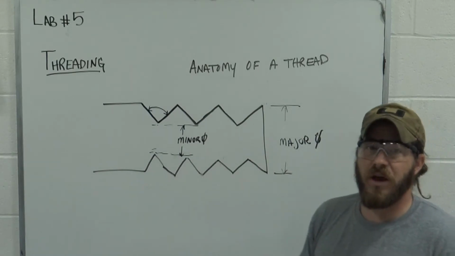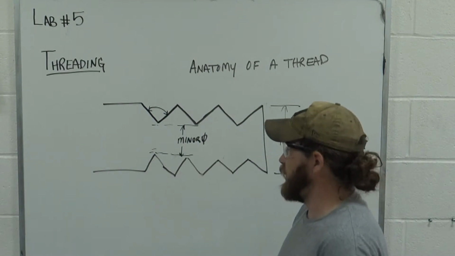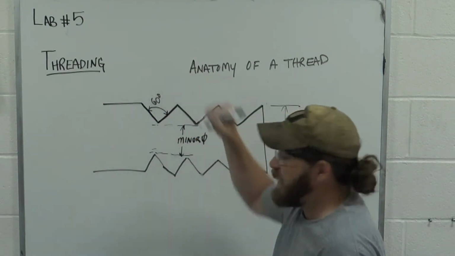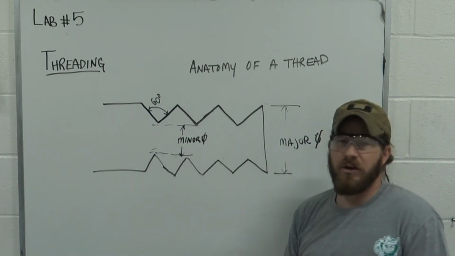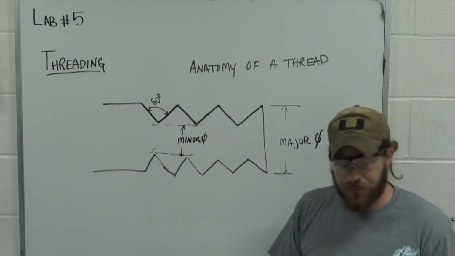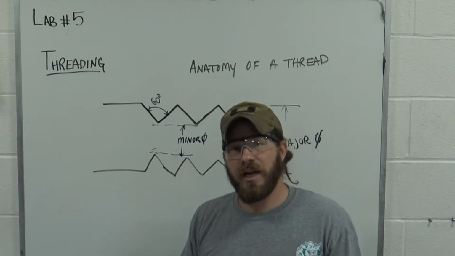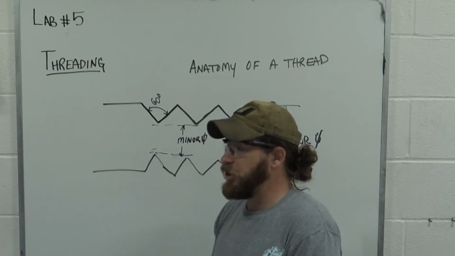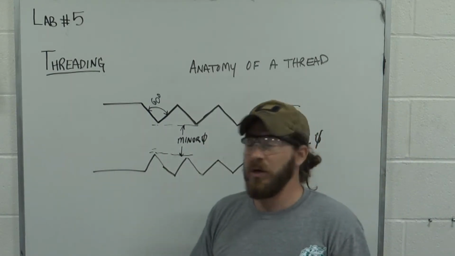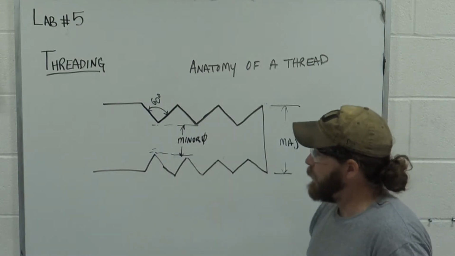Right here, we've got an angle. In typical standard machine screws, that angle is 60 degrees. I'm sorry if my handwriting's a little off, but it's 60 degrees. Now we can create different geometries, but a standard bolt that you'll pick up at a hardware store will be a 60 degree.